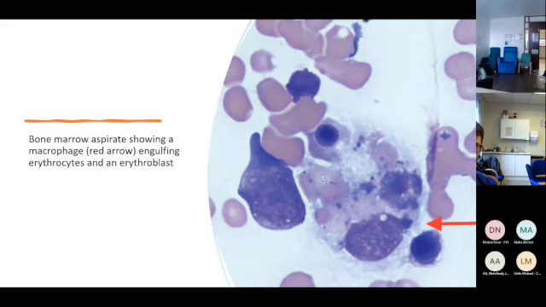I'm not a pathologist, but if you're interested, this is a slide from a bone marrow aspirate showing a macrophage, where this red arrow is, and it's engulfing some red cells and an erythroblast. And this is the hemophagocytosis that you might see.